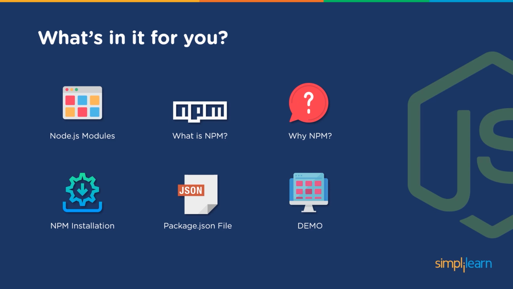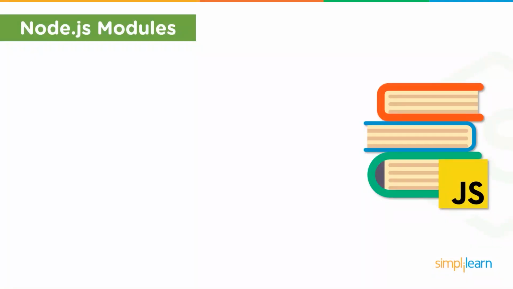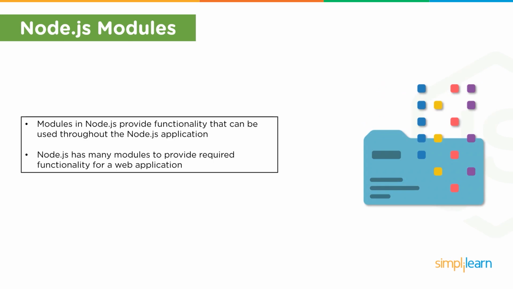So let's get started. Let's talk about Node.js modules first and understand the architecture and the modular structure behind Node.js so that you understand why it's so important to have NPM. So let's talk a little bit about modules. Modules in Node.js provide the functionality that you can use for your application. The actual architecture of Node.js is built in such a way that it allows you to create solutions and extensions very quickly and easily.